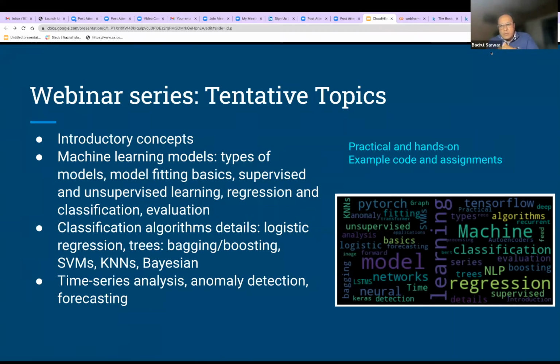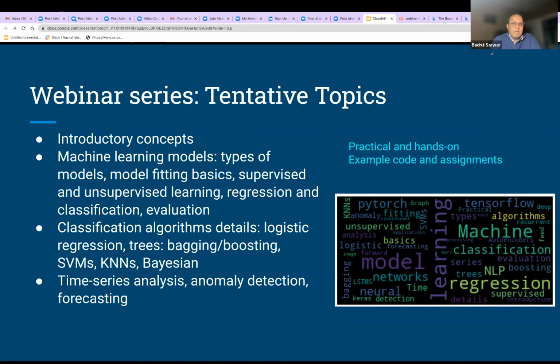Our focus is that someone can be hands-on with machine learning and data mining concepts that are used in industry today. Everything will be practical and hands-on, and we will provide code examples and assignments. This will range from introductory concepts to basic machine learning, supervised and unsupervised learning, regression and classification, and then we'll go into details in subsequent sessions. We'll go over classification algorithms such as logistic regression, trees, bagging, and boosting, and for each of those we will provide some mathematical details and then a lot of code and practical examples.